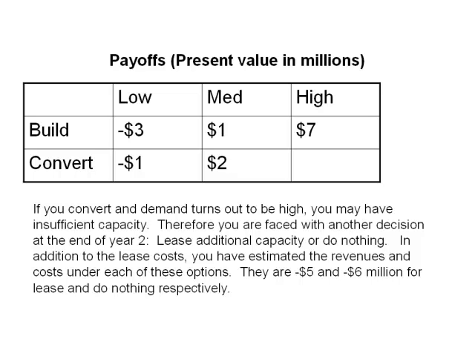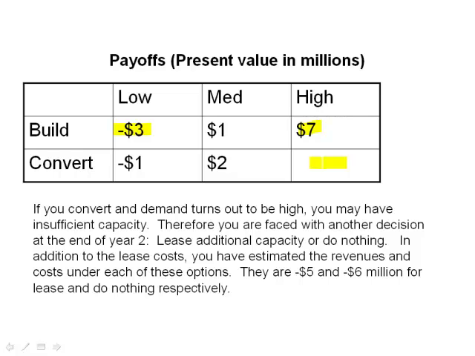On the other hand, if we build and future demand turns out to be low, we might wind up being stuck with some excess capacity, and we may wind up losing some money, and we can see that's indicated here in this table. You can also see the payoffs associated with converting if future demand turns out to be low and future demand turns out to be medium. Here with converting, for example, if demand turns out to be low, we're still going to lose some money because we added some capacity, but we're not going to lose as much money as we would have lost if we had built.